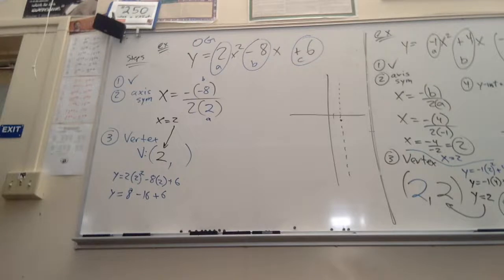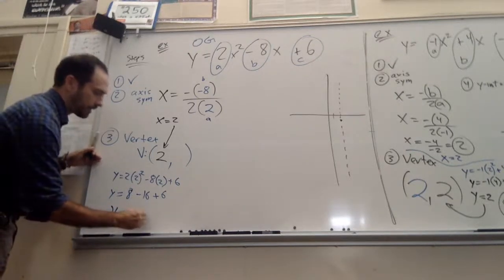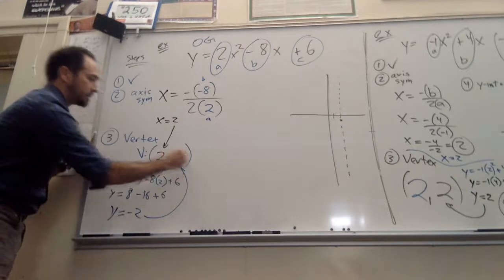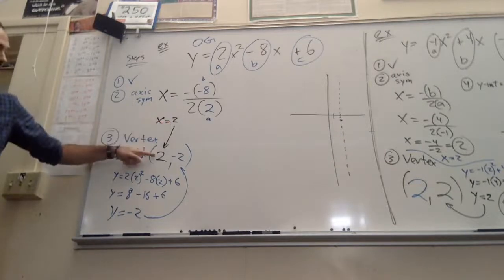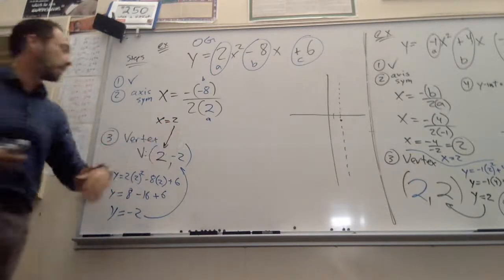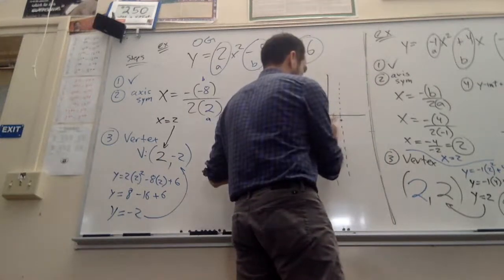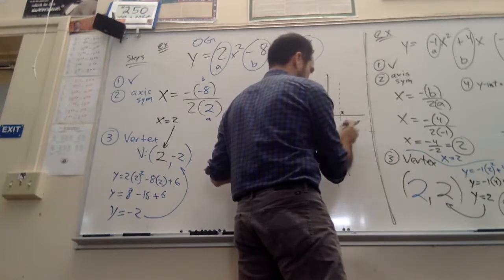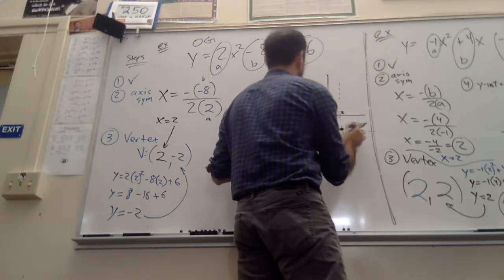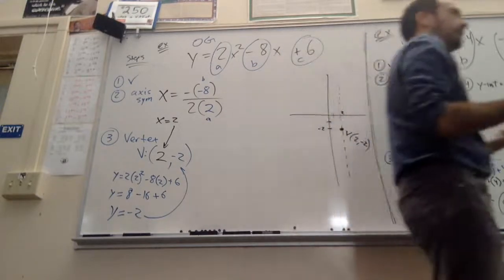Jack, what'd you get? Negative 2. Perfect. So we have y is equal to negative 2. That is the other part of our puzzle. Now we know where the vertex is. We found the axis of symmetry, and we used it to plug in and find our y value for the vertex. Let's go ahead and plot. So I'm at 2, negative 2, so I know that we're going to end up with a vertex right there. Label that vertex for me.